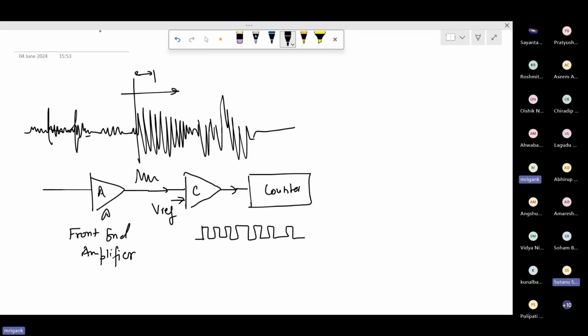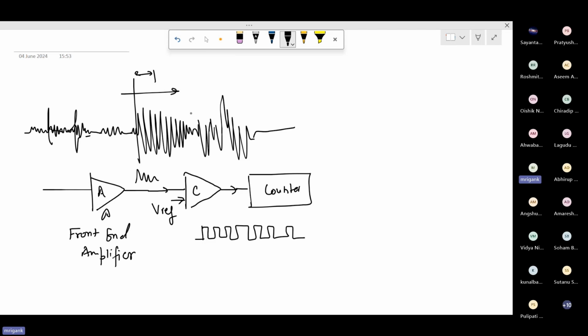Because remember, we need to count the number of comparator pulses. If the pulses are too high, then it will be a seizure. So how will you count for how long? How will you decide? So we can keep a pre-decided threshold that we will count n number of pulses, and once n number of pulses are counted... No, n number of pulses is not the solution. You can't count n number of pulses.